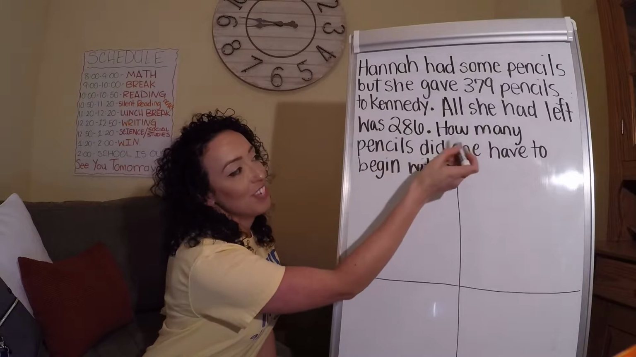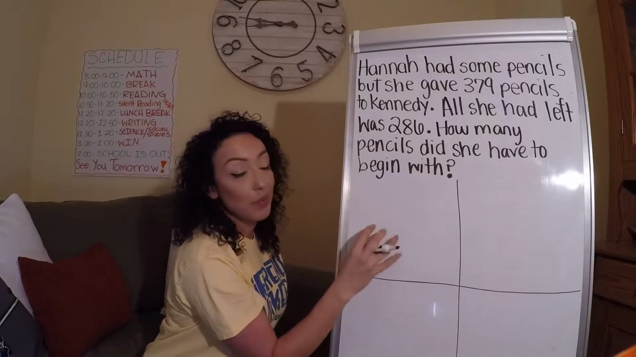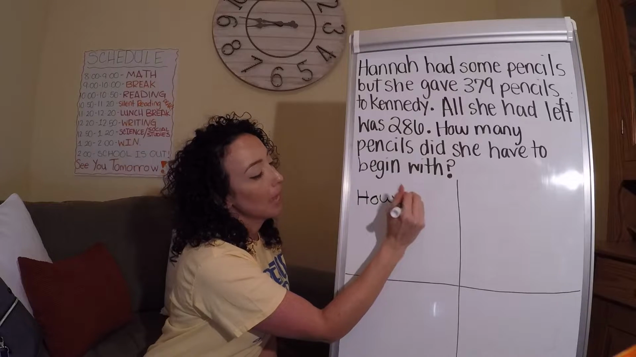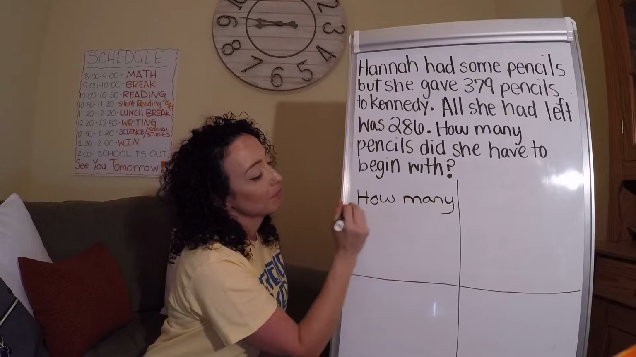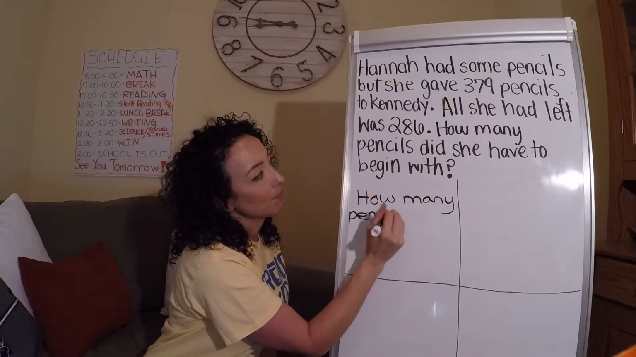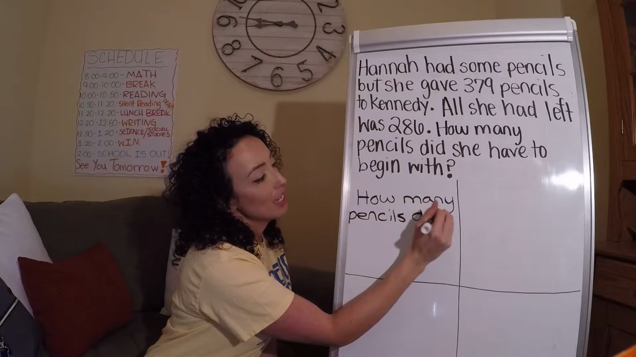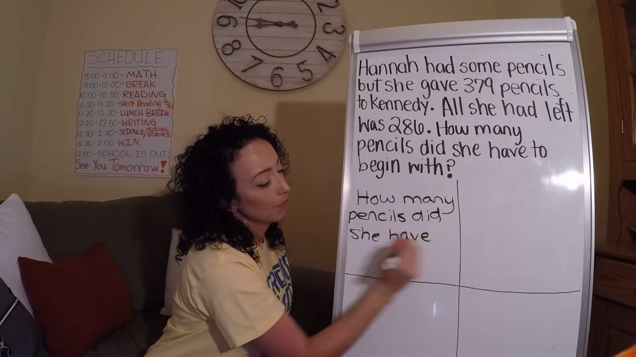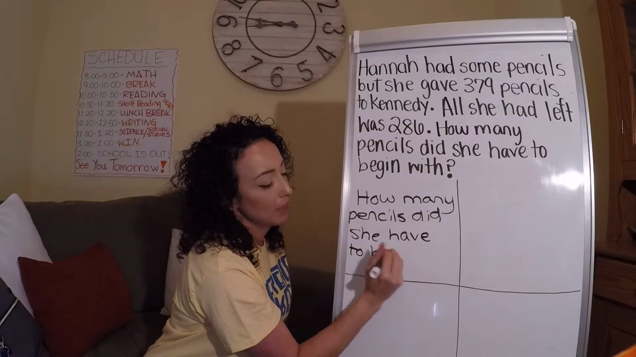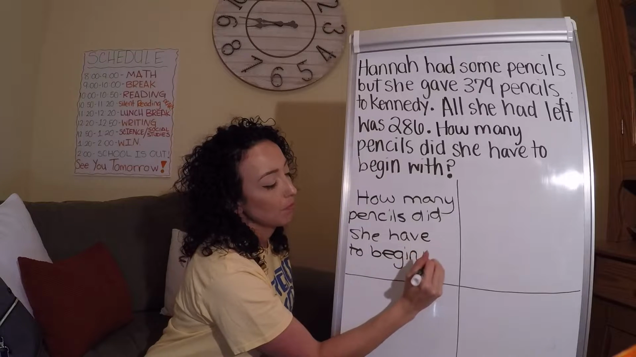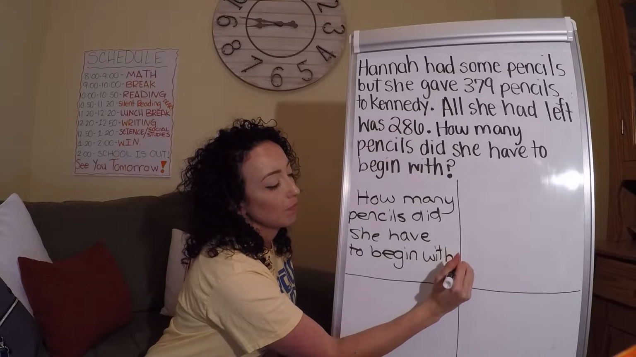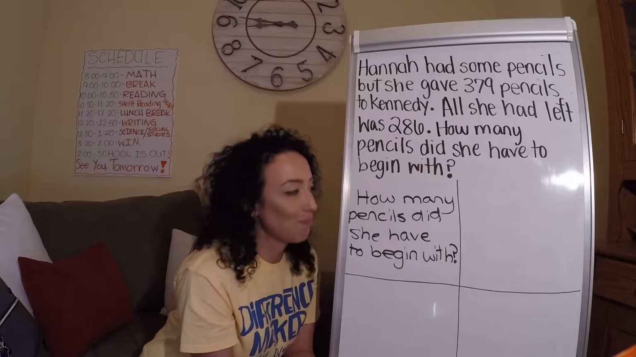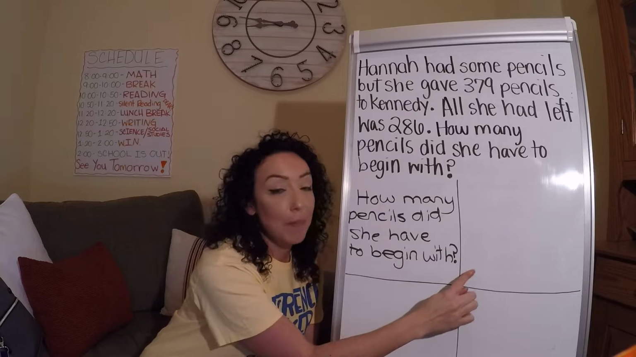The first thing you should have done was identify the question and written it in this first box. How many pencils did she have to begin with? First step. Hopefully we still got you. The second box is for your math clues.